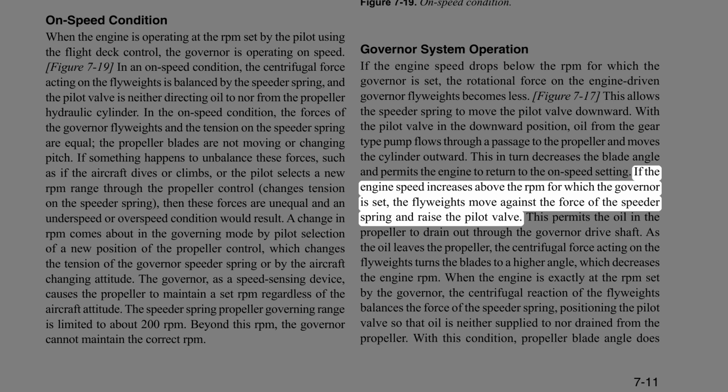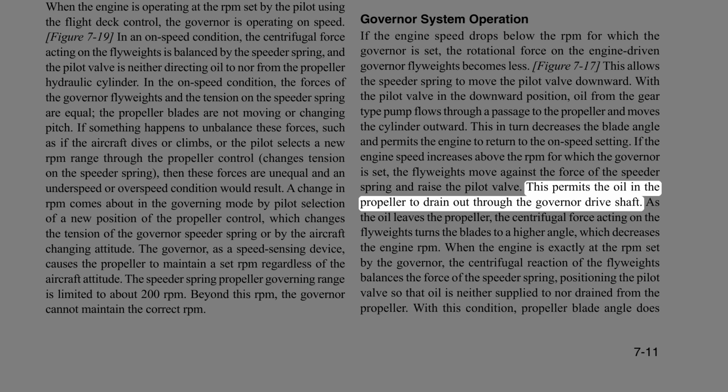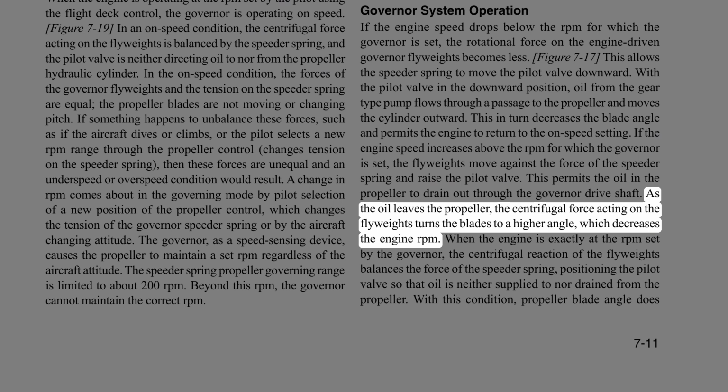If the engine speed increases above the RPM for which the governor is set, the flyweights move against the force of the speeder spring and raise the pilot valve. This permits the oil in the propeller to drain out through the governor drive shaft. As the oil leaves the propeller, the centrifugal force acting on the flyweights turns the blades to a higher angle, which decreases the engine RPM.